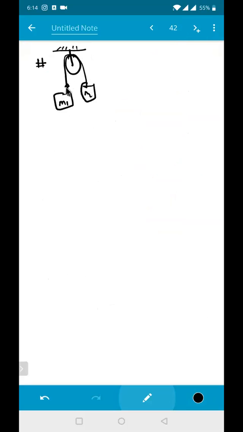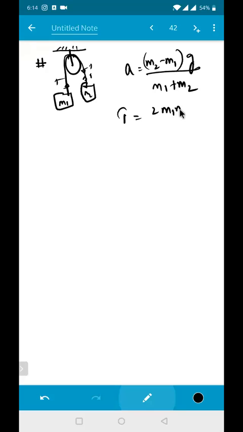So tension in this one is nothing but T. Here is also tension T. Atwood machine problem. So the acceleration of this one is equal to how much? a is equal to (M2 minus M1) into g divided by (M1 plus M2). Tension in this one will be T is equal to 2 M1 M2 into g divided by (M1 plus M2).